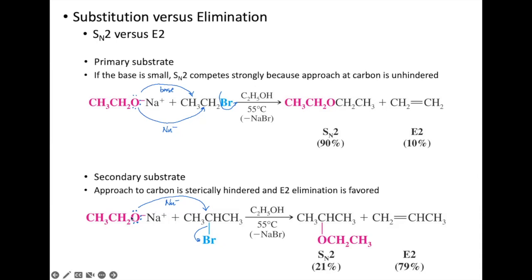Or this attacking agent, yung ating ethoxide, will act as a base, removing this proton, and forming your alkene compound. Okay, so for a secondary substrate, no, this time elimination is favored over substitution because this carbon is already sterically hindered.